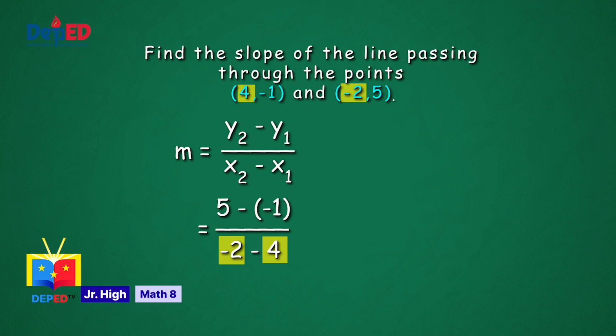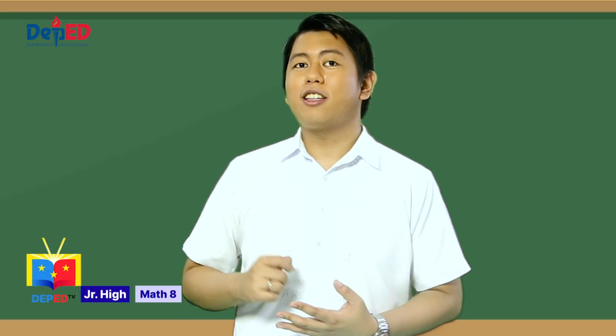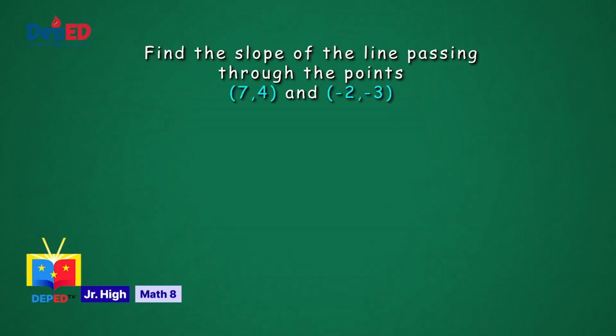Can you perform the operations in the numerator and the denominator? Indeed, it will be positive 6 over negative 6. And further simplifying it will give us a slope of m equal to negative 1. Now try this on your own. Find the slope of a line passing through the points 7, 4 and negative 2, negative 3.